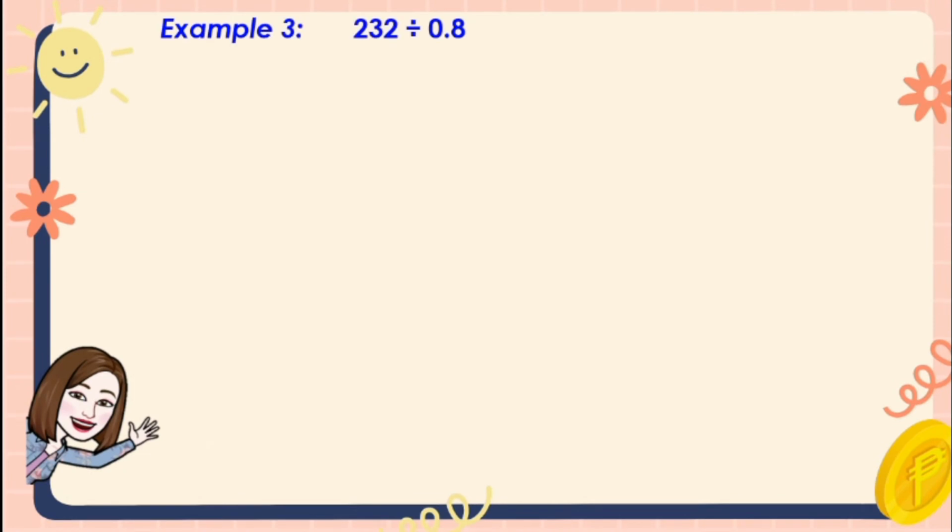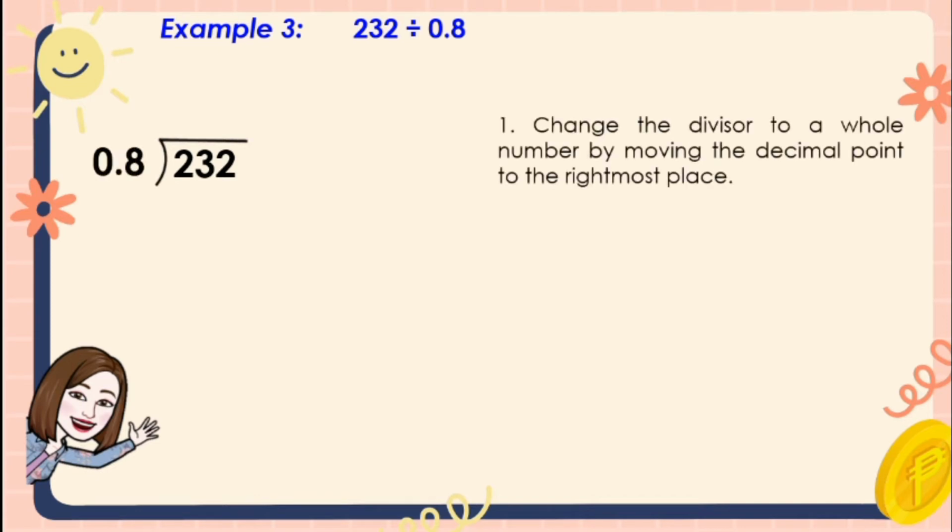Example number 3. 232 divided by 8 tenths. Step 1. Change the divisor to a whole number by moving the decimal point to the rightmost place. Our divisor is 8 tenths. So, we are going to move one place to the right para maging 8.